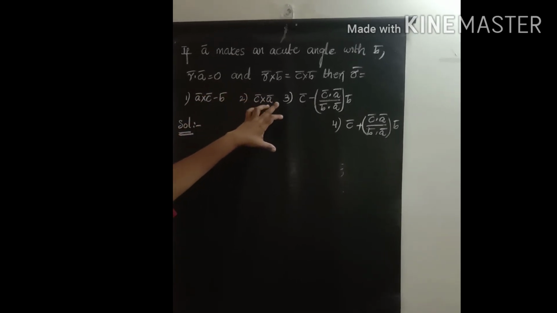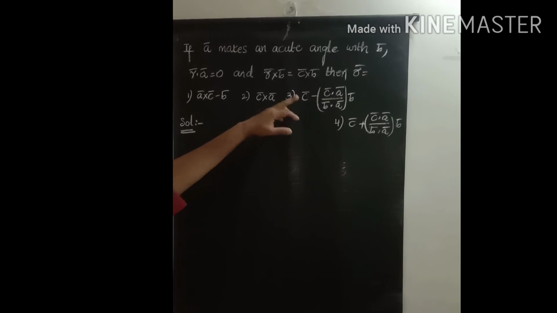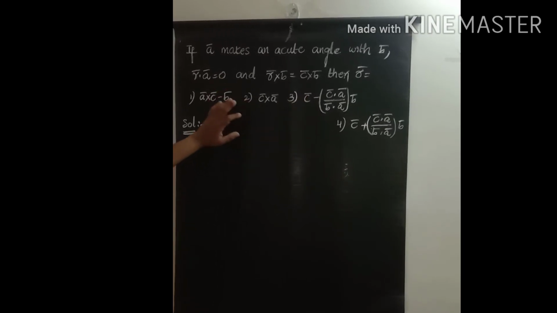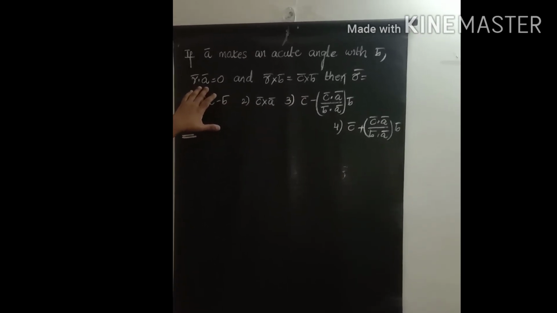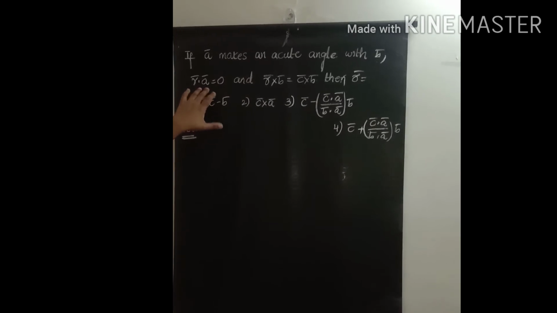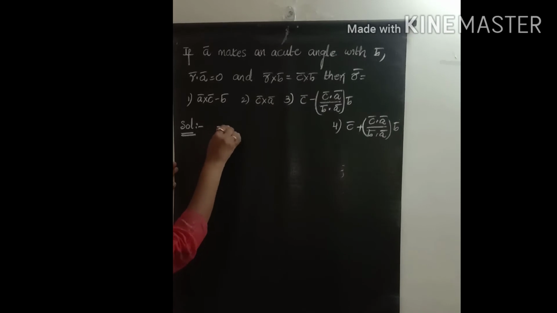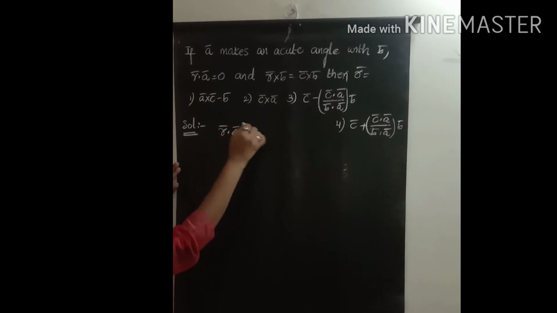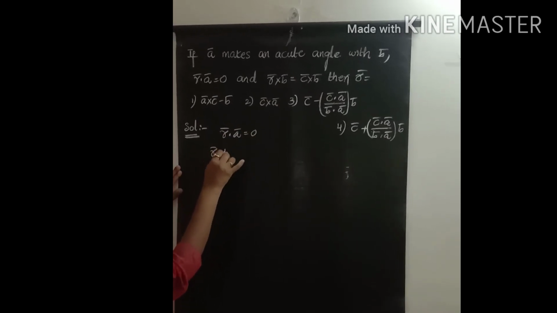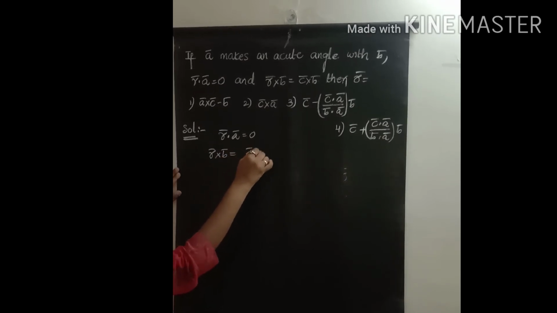Next question: r makes an acute angle with b, and r·a = 0 and r×b = c×b, then find the value of r. Given conditions are r·a = 0 and r×b = c×b. So the first condition is r·a = 0, and the second condition is r×b = c×b.